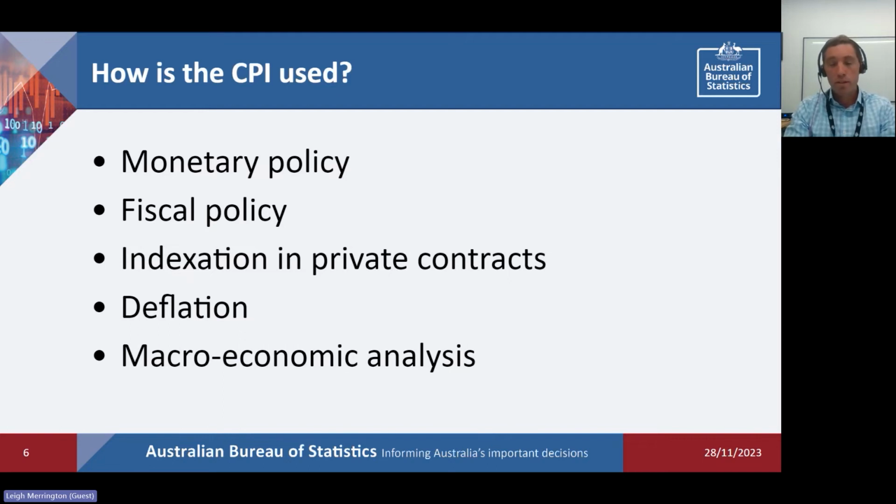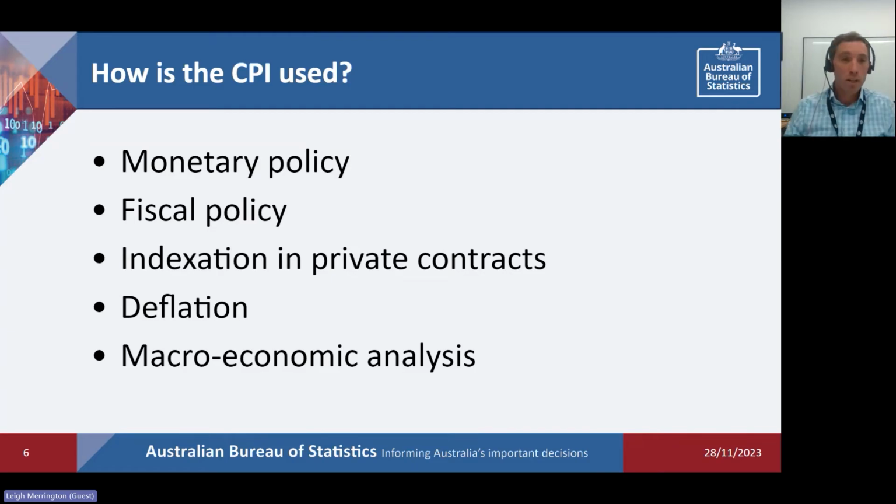One thing just to point out is that a lot of economists and journalists talk about the trimmed mean being the focus of the RBA. That is true to an extent. But in terms of the inflation target, they're actually targeting the CPI, that 2 to 3% change over time. So just to showcase the importance of the CPI for monetary policy purposes.